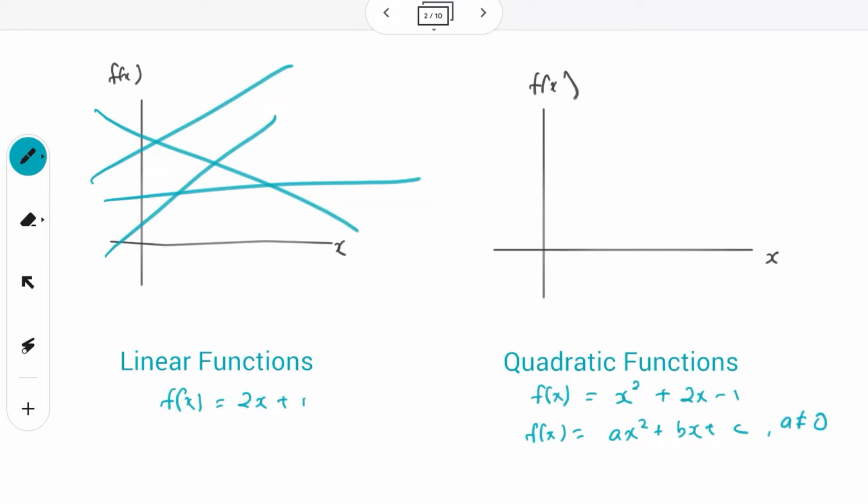There must be an a value, i.e. there must be some sort of coefficient for your x squared. B and c can be 0, no problem. That will still result in a quadratic function. So for quadratic functions, the graph actually looks like a simple curve, like this, or like this. Now, of course, it looks much prettier than this, but I'm just unable to draw it nicely.